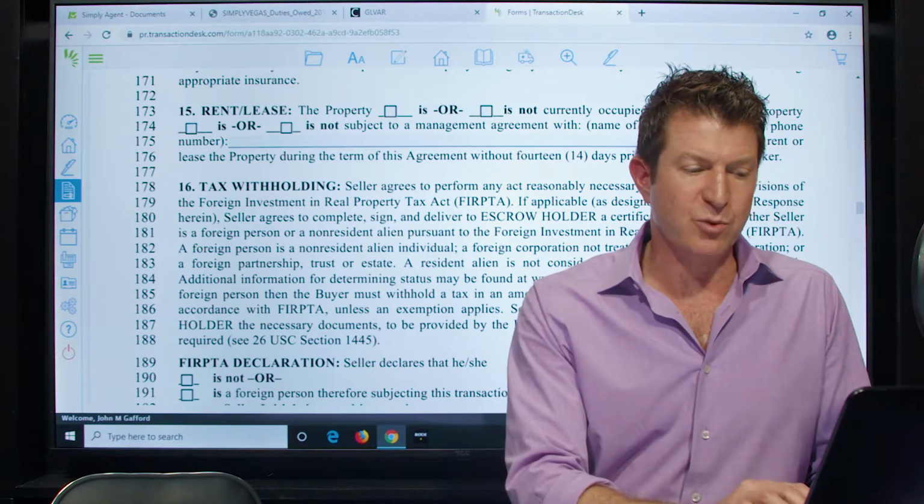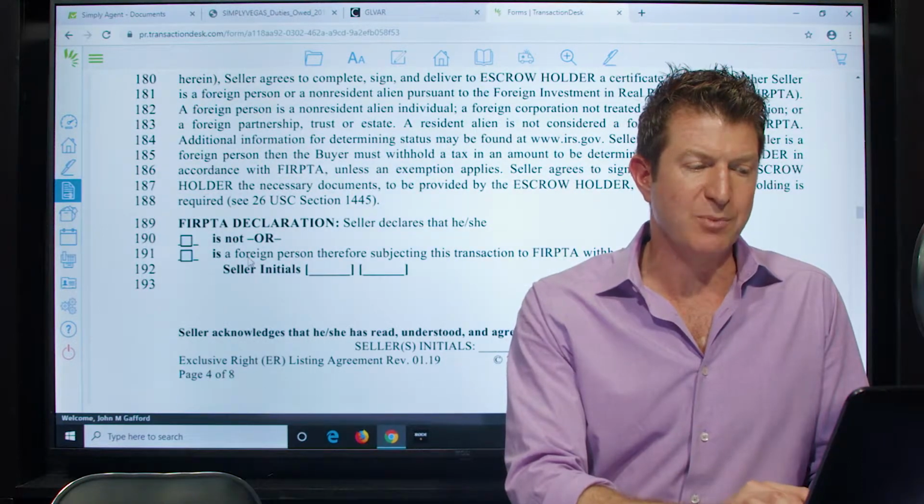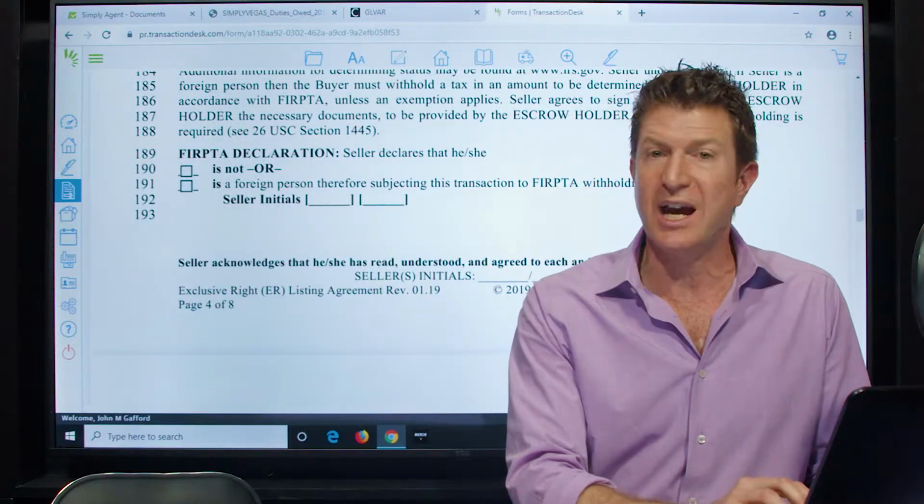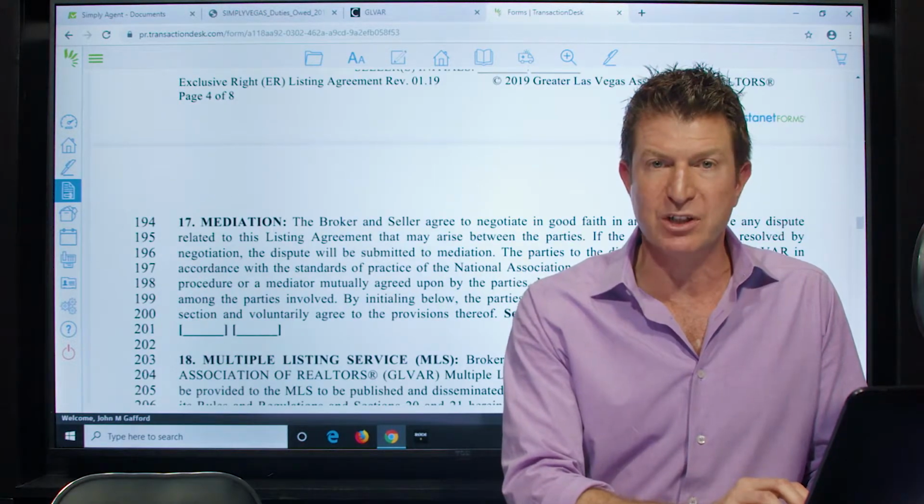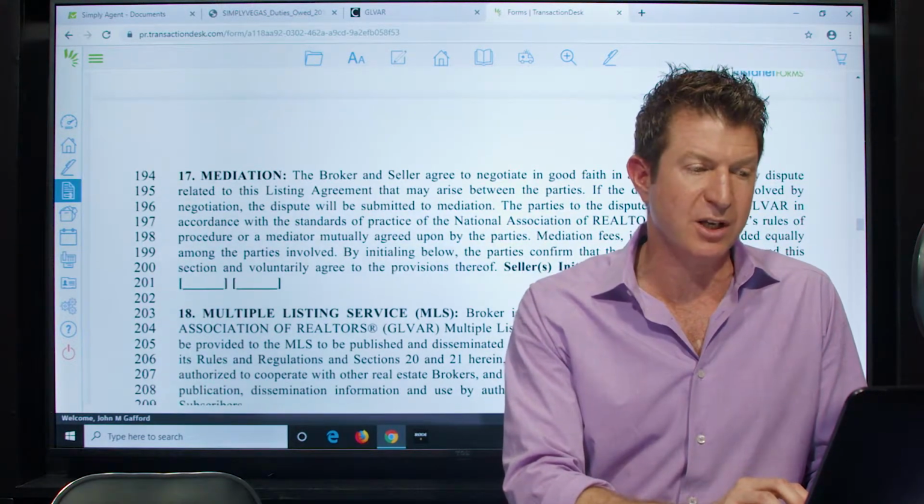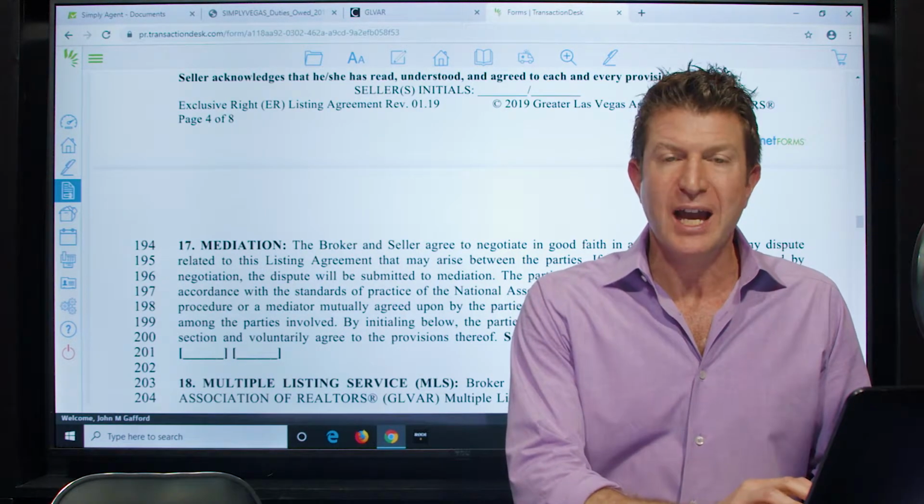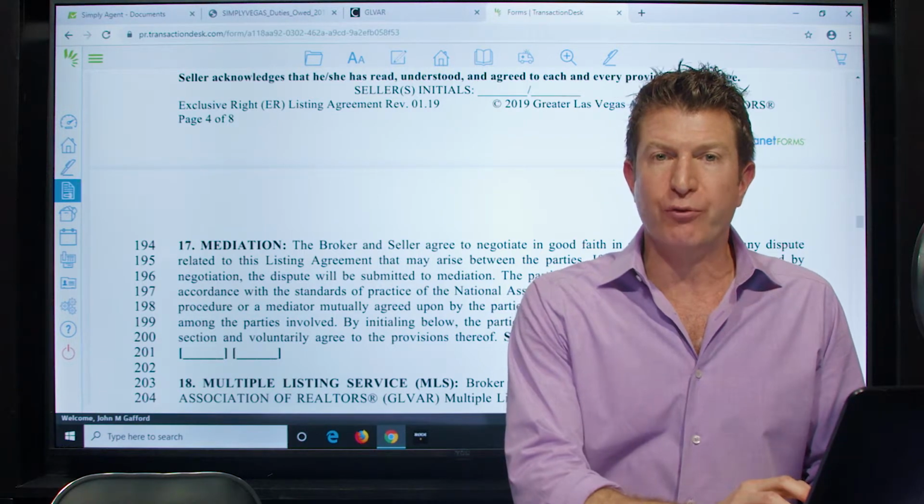Going through, that's where the declaration goes in. It has to be filled in whether they are a foreign investor or not, and it has to be initialed. And every single page of this form has to be initialed. Mediation. This portion requires a broker's signature, as does the last page of this form.